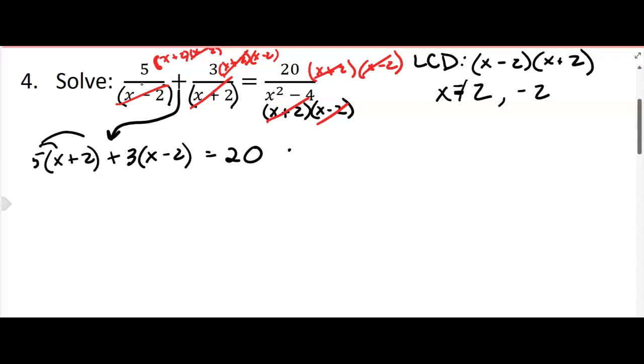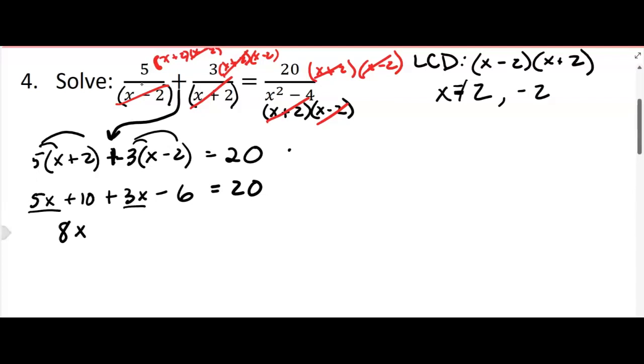So distributing here, you're going to get 5x plus 10. Distributing here, you're going to get 3x minus 6. Now, because it was addition here, we didn't have to worry about distributing a negative sign, so that's nice. Equals 20. Notice that most of the terms are over on the left. We just on the right have a 20. So I'm combining here. 5x and 3x make 8x. 10 and negative 6 make 4. And so I get that equation.